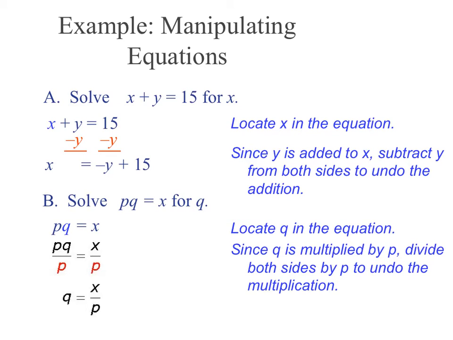In our second example, pq equals x. When we're solving for q, to get q by itself, the only thing we need to do is divide both sides by p. Our result is q equals x over p. Notice in both of these examples, we're not coming up with an answer for x or an answer for q. We're coming up instead with an expression for both of those involving the other variables. Q is an expression involving x and p. For x, the expression involved negative y and 15.